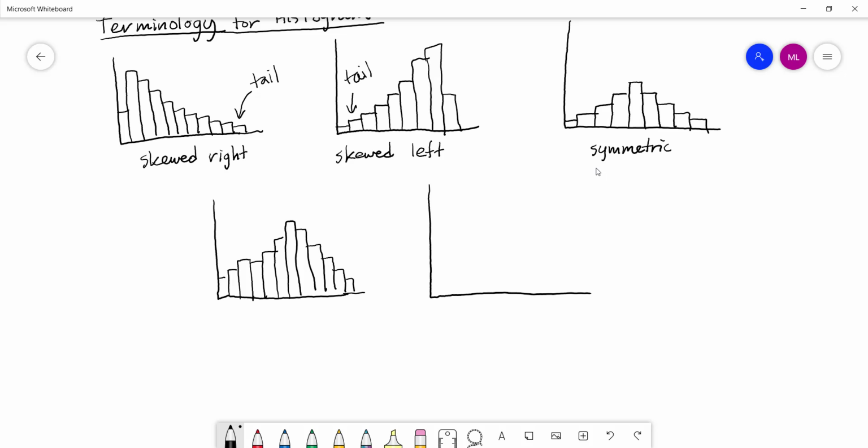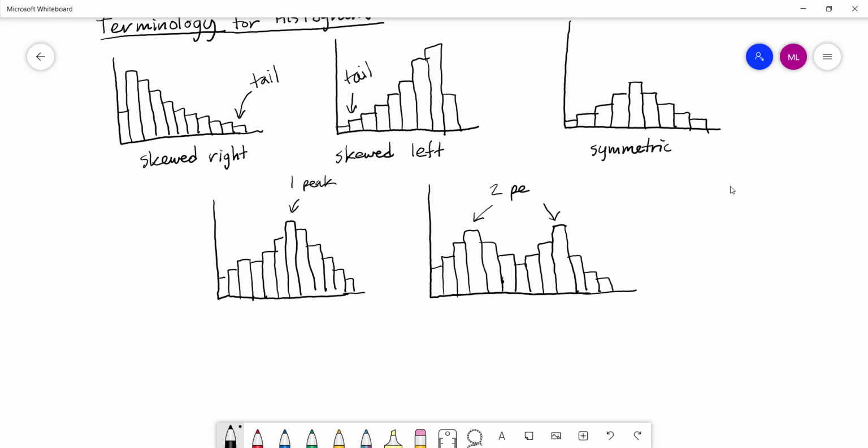Versus something that looks like this. So here are our two different data sets. And in this case, again, I'm talking about the humps, the peaks. You can see that this one only has one peak, whereas this one has two peaks that are the same height. If you think of them as sort of mountain peaks.